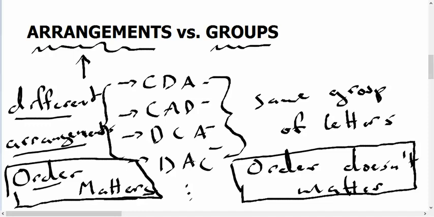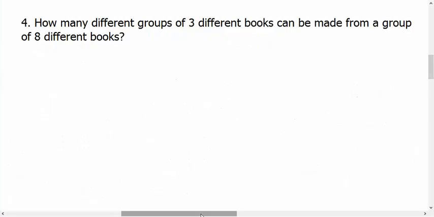Now that's a bit abstract. It may be a bit abstract right now, but let's make it more concrete by looking at some examples. So let's turn now to the next question on the worksheet, which is right here, number 4. How many different groups of 3 different books can be made from a group of 8 different books? All right, so once again, I'll let you pause the video and try it on your own first.